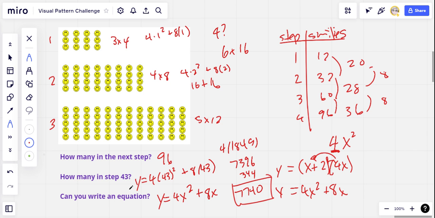Well, how did that go for you? Pretty tough one, or was that easy for you? Did you come up with 96 for step number 4? Did you end up with an equation like this?